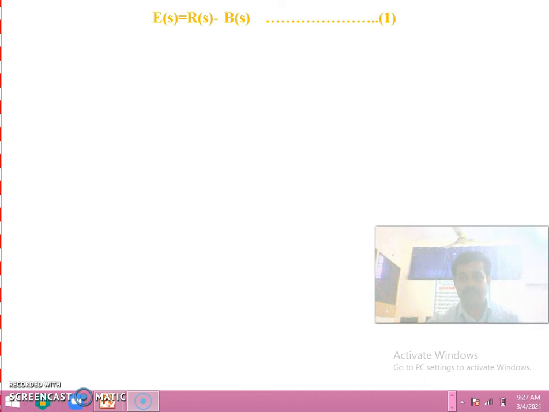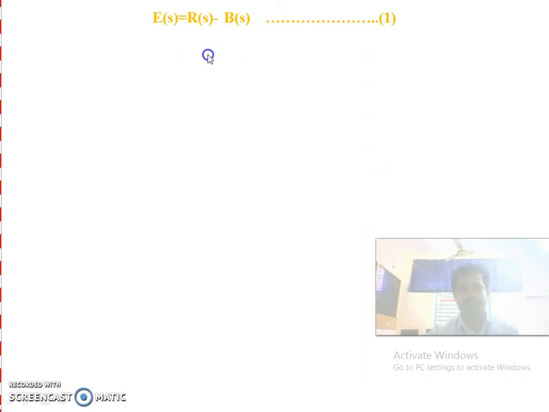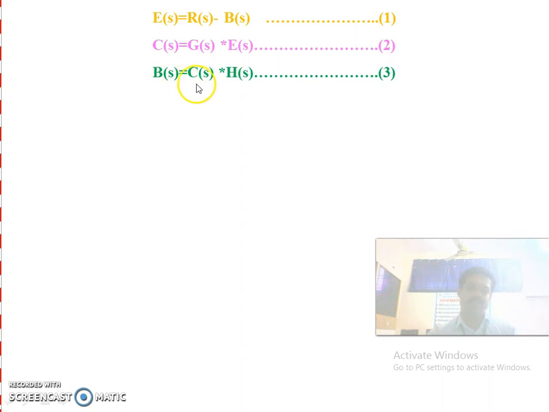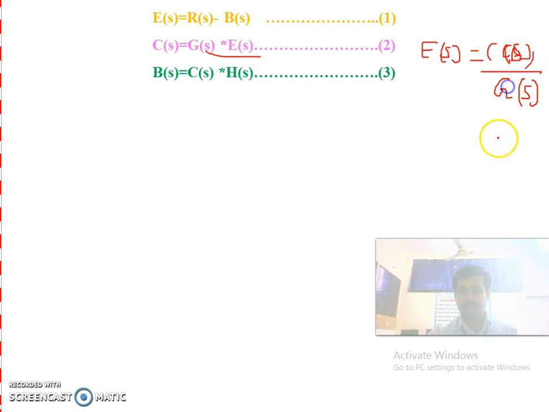Now from the figure we got that E(s) is equal to R(s) minus B(s). Then in the figure itself we are getting C(s) is equal to G(s) into E(s). Then B(s) is equal to C(s) into H(s). From this, E(s) is nothing but C(s) divided by G(s). Okay.